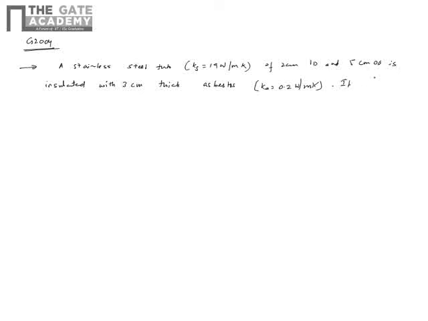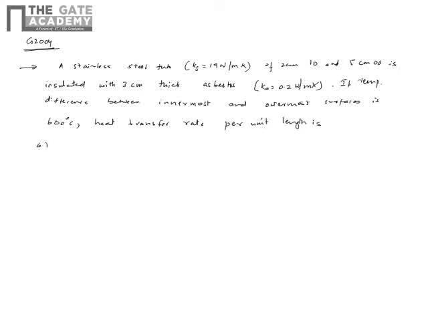If the temperature difference between the innermost and the outermost surfaces is 600 degrees Celsius, the heat transfer rate per unit length is: 9.44 watt per meter, 944.72 watt per meter, and so on. So this is the problem.